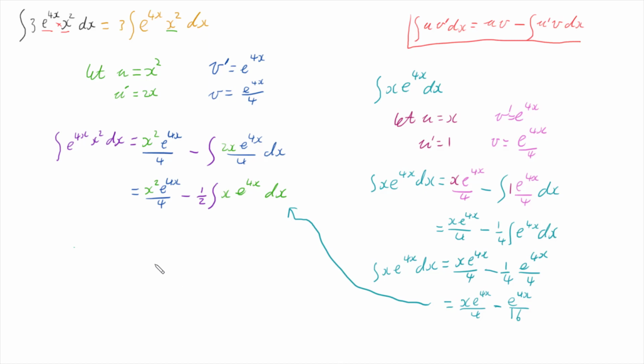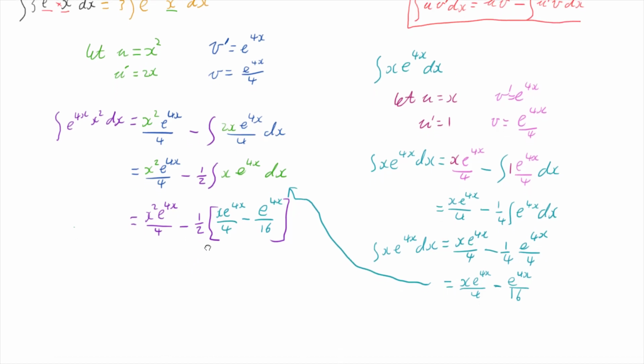So this integral is going to become x squared e to the 4x on 4 minus a half outside of, and we've just worked out this integral of x e to the 4x is x e to the 4x on 4 minus e to the 4x on 16. So let's plug that in. So now I've plugged in that integral. So now we've just got to tidy this up.